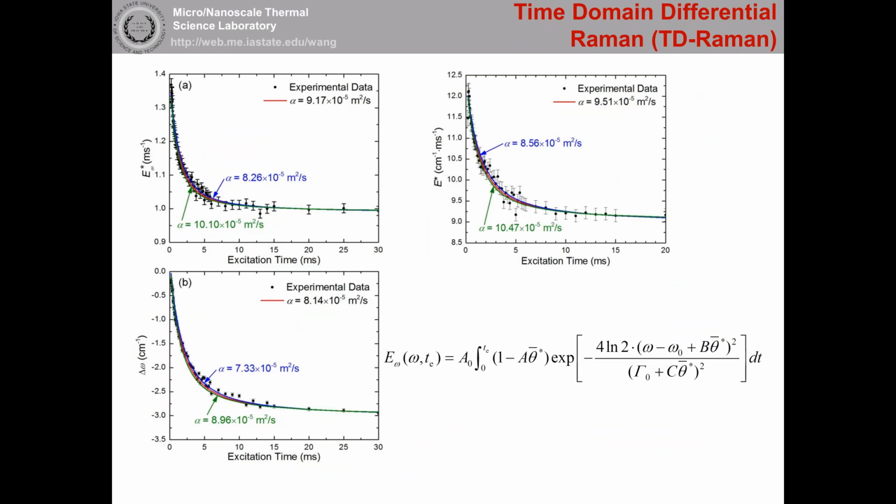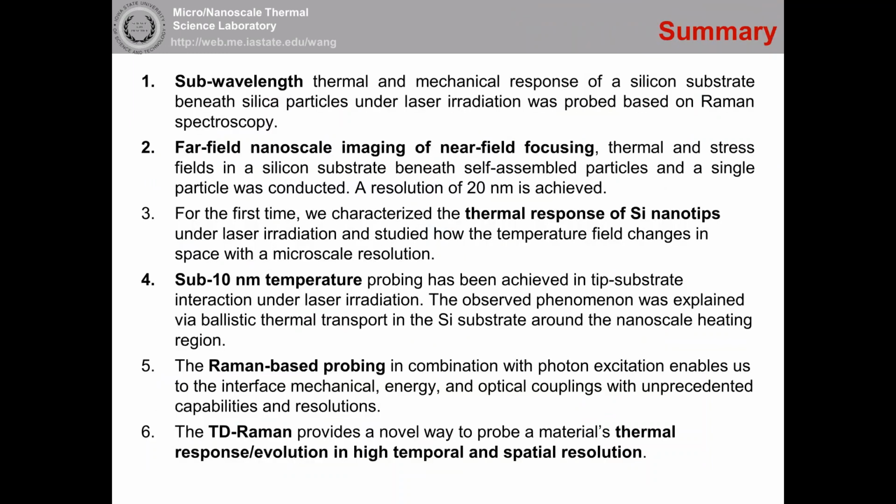Finally, it's a summary, like the one I showed here. With Raman spectroscopy you can do sub-wavelength temperature and even stress measurement, and we can also do far field nanoscale imaging. I mean, far field is like using the confocal Raman. Everything is very large, but we can look at the temperature effect at sub-10 nanometer, very small.